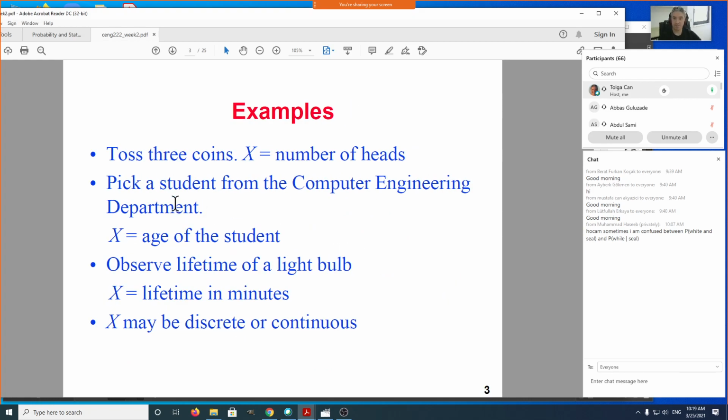Here, for example, pick a random student from our department and let X be the age of the student. Okay, so this is a random variable because it's numerical for any outcome. So I pick a random student.